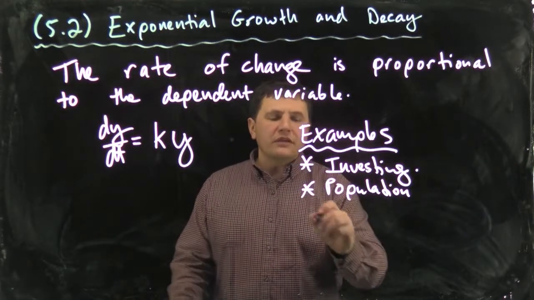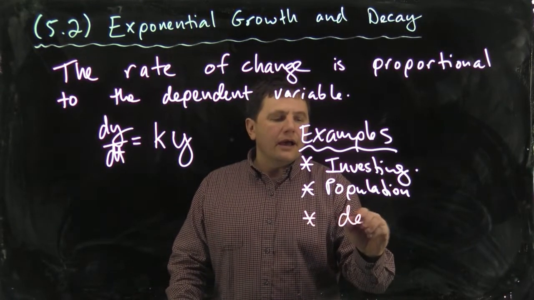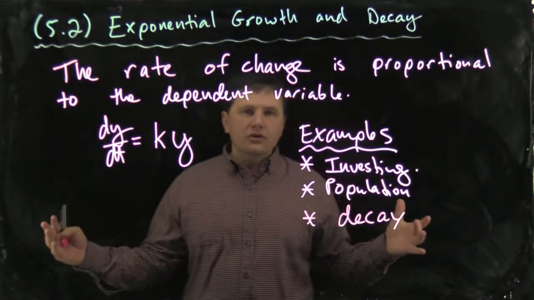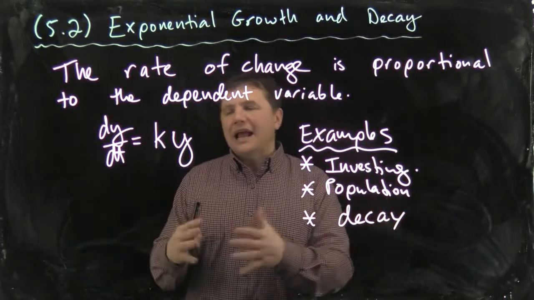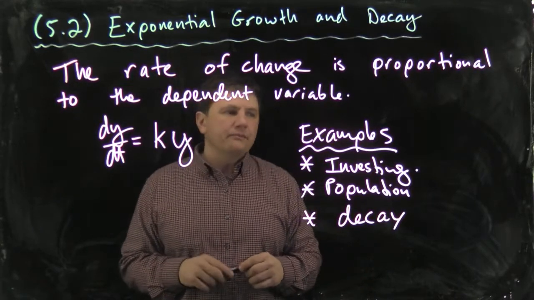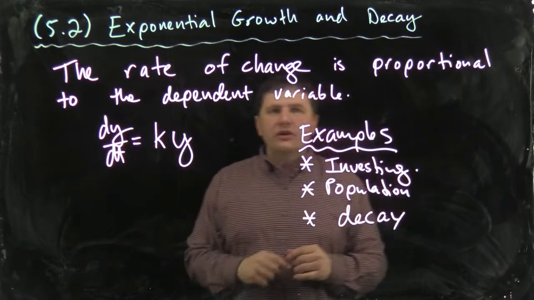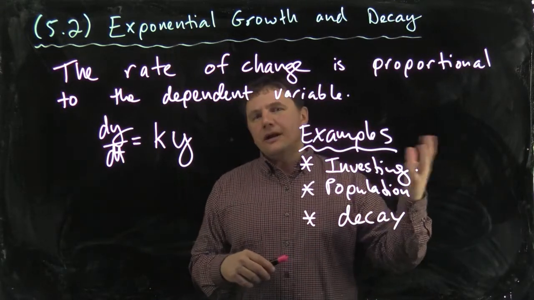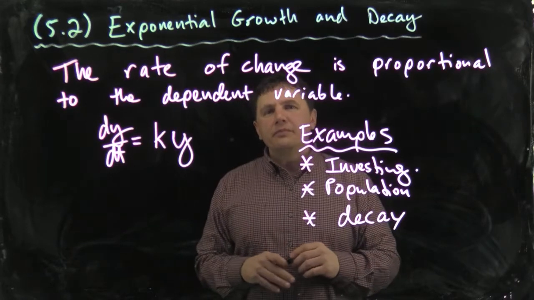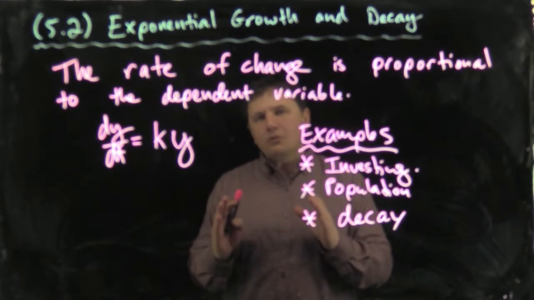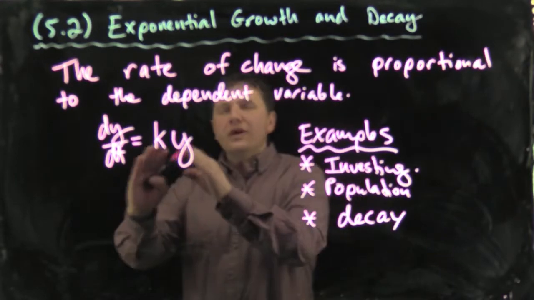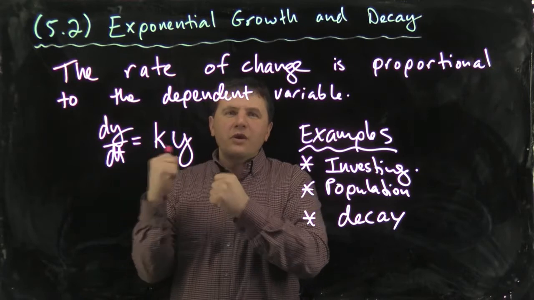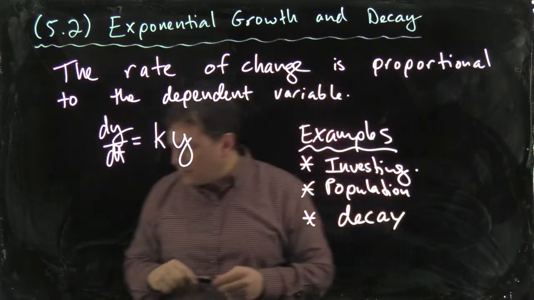And then the other one is radioactive decay. When we're talking about half-lives and things like that, the more material there is, there's more decay we're going to have over a particular period of time. So this shows up quite a lot. I will tell you that the word exponential gets overused out there in the real world. Whenever we talk about exponential growth, you have to look at the situation of what they're talking about. Is the rate of change directly proportional to the dependent variable?